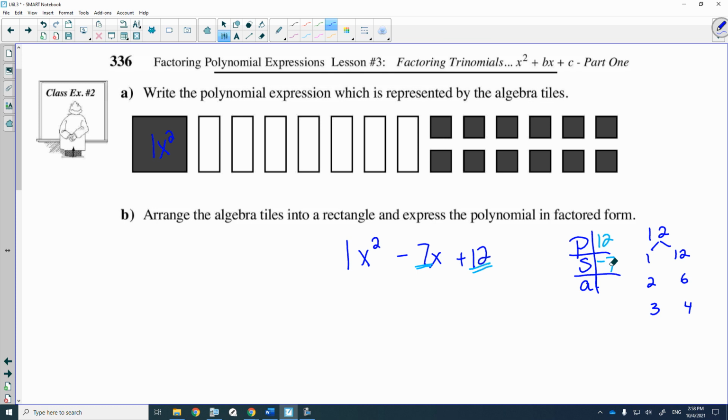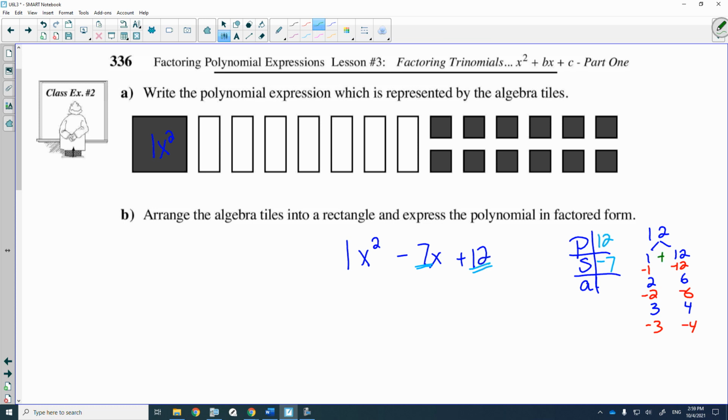What you need to realize is that I could write negative 1 and negative 12. Negative 1 times negative 12 would still give me 12 because two negatives make a positive. And I could give you negative 2 and negative 6 because negative 2 times negative 6 gives you a positive 12. So two negatives make a positive. Same with this, negative 3, negative 4.